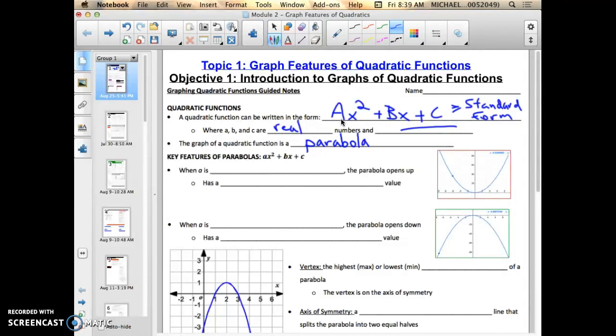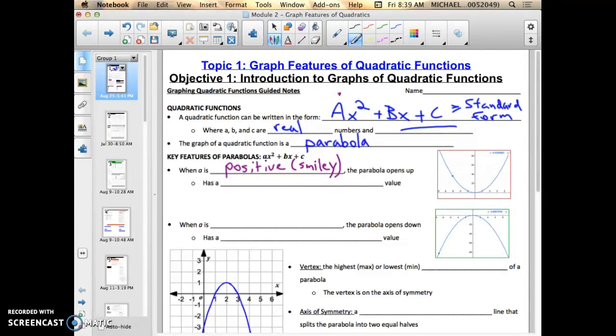Hopefully that word looks familiar. And this is where everything that I'm about to talk about now, you're going to have to be able to look at a graph of a function and tell me what's happening based off the graph itself. And it begins now. So when a, the leading coefficient right here, is positive, the parabola opens up. I'm going to put in parentheses smiley face, just to help you remember that.